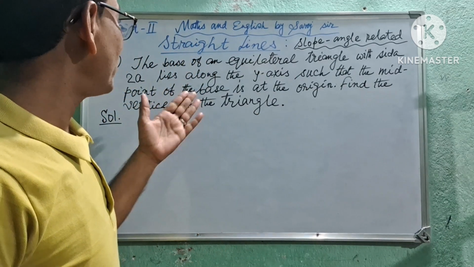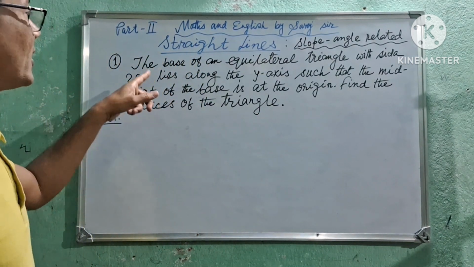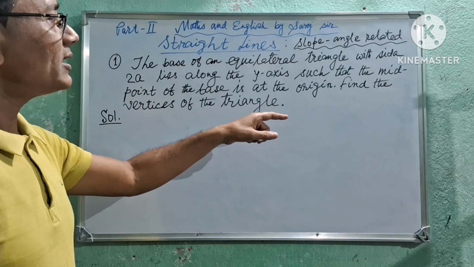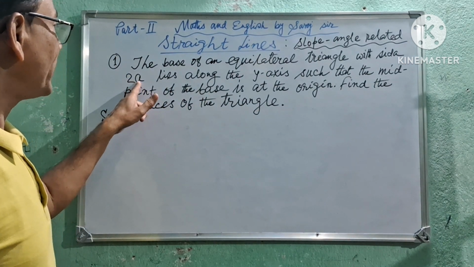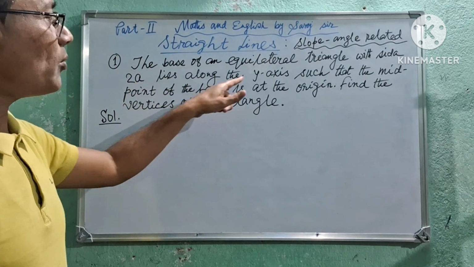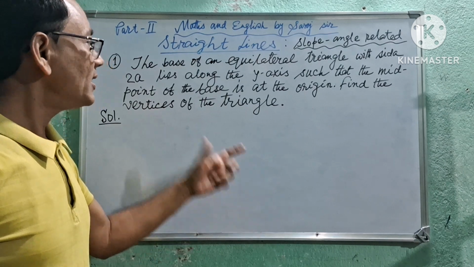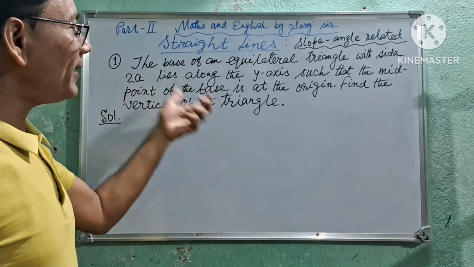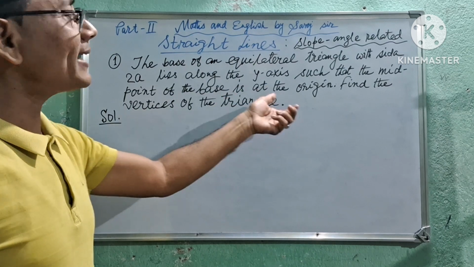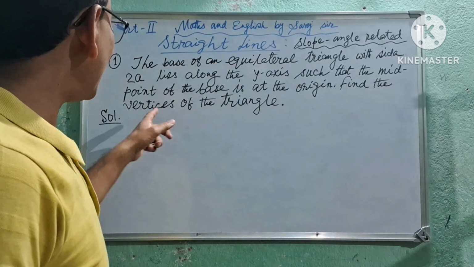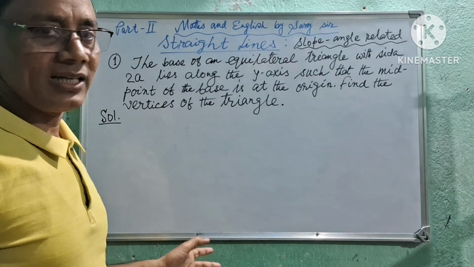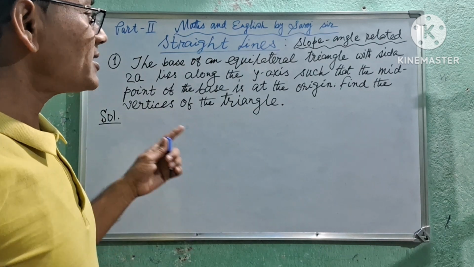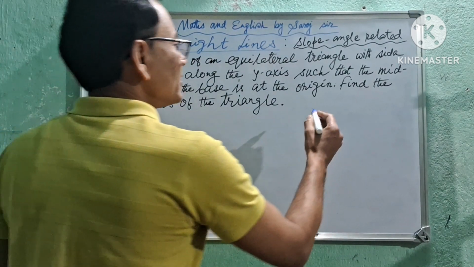Let's solve it. The base of an equilateral triangle with side 2a lies along the y-axis such that the midpoint of the base is at the origin. Find the vertices of the triangle. Let's draw the figure first.